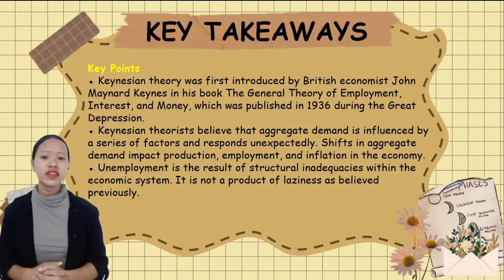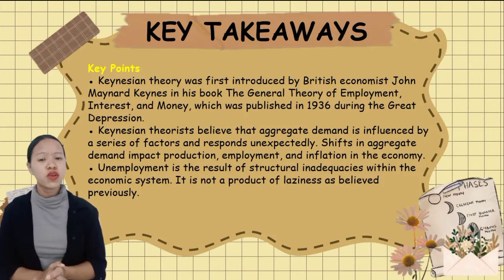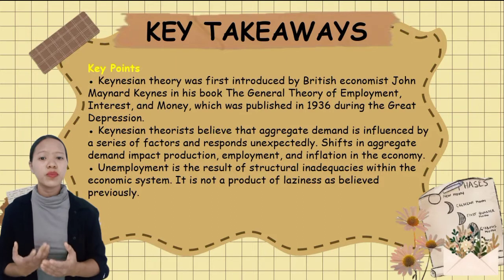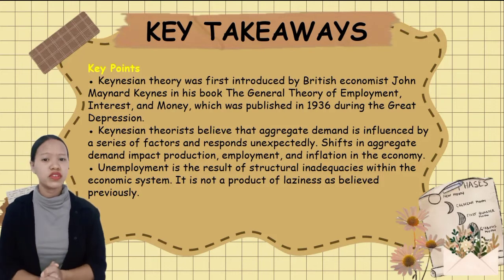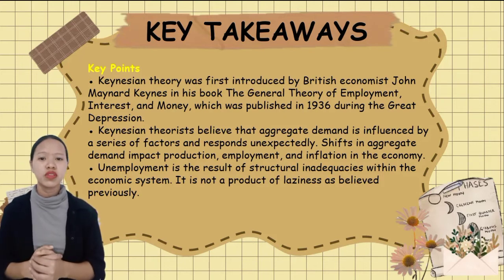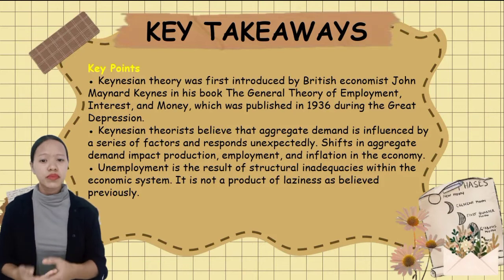Third is unemployment is the result of structural inadequacies within the economic system. It is not a product of laziness as believed previously. So we all know that unemployment occurs when someone is willing and able to work but does not have a paid job. So unemployment is the result of inadequacies in the structure of our economic system. So it does not mean that unemployment is because of a person's laziness.